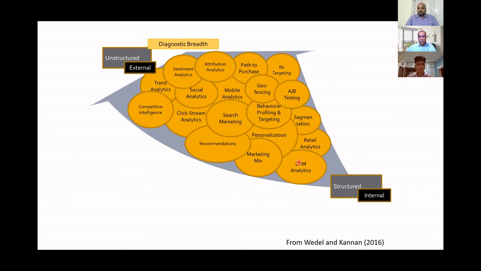This is from a paper that we wrote a while ago. So you can see here the data that is available in the marketing environment. It could be structured data, internal data, and then you have CRM analytics, retail, segmentation, A/B testing, retargeting, geofencing, behavioral. And then as you go towards this, you have more unstructured and external data. Now, I didn't even talk about all the text analysis, text mining applications that are emerging, natural language processing, which are all part of the AI.